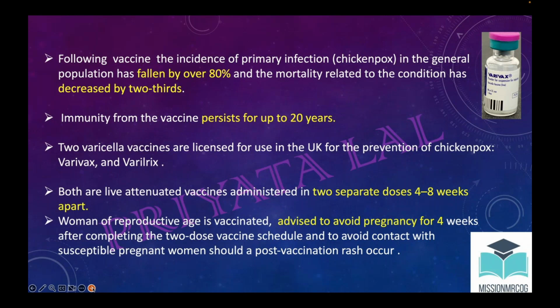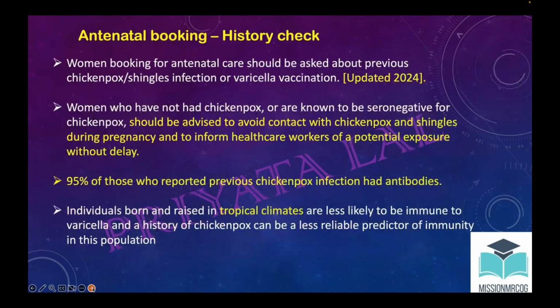Now, if a reproductive age woman has been given the vaccine, advice is given not to get pregnant for 4 weeks post vaccination, till after the completion of the vaccination schedule. So these are a few updates that you should be aware of. Postpartum vaccination and pre-pregnancy vaccination, everything related to vaccination has been newly added in this 2024 guideline.